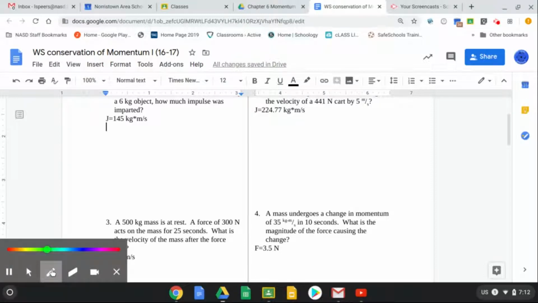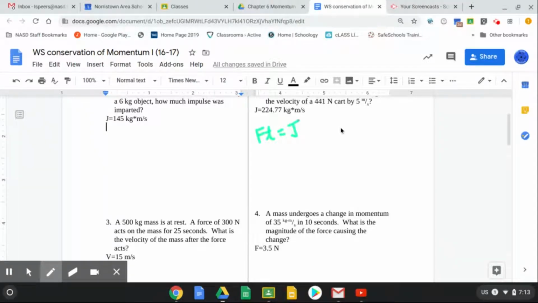All of these 4 problems up at the top use the same idea of momentum and impulse, right? So all of these will use one of these formulas. Remember this whole set of formulas. Ft equals impulse, which is equal to the change in momentum, which is equal to mass times change in velocity. Okay, so let's take a look at this first problem.